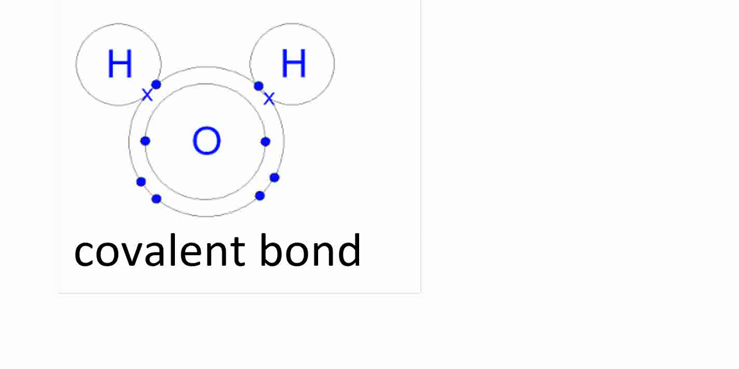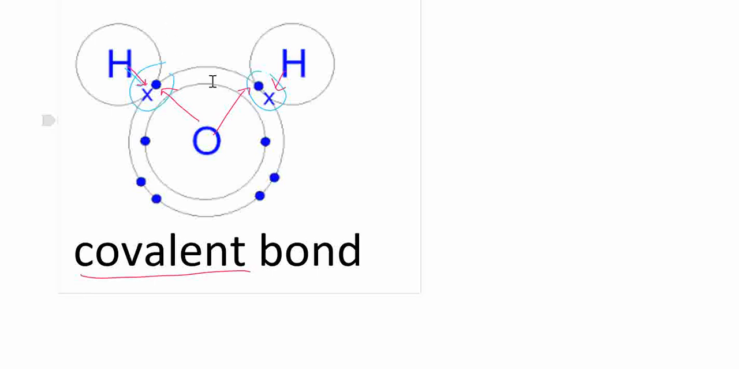This is the pair of electrons, this one and this one. 1 electron from hydrogen and 1 electron from oxygen is used to make a covalent bond. So a pair of electrons that are used together, shared together to form a bond, we call that a covalent bond.